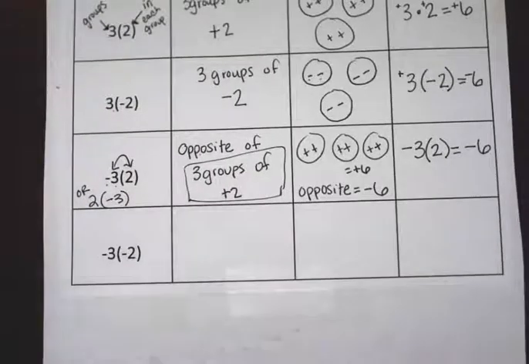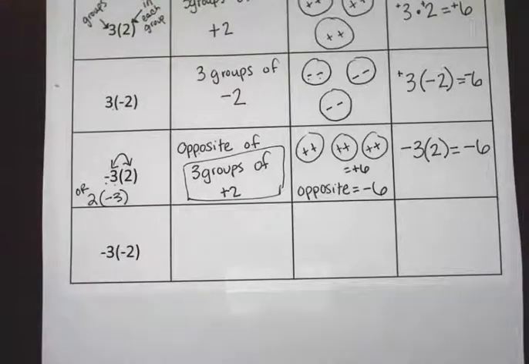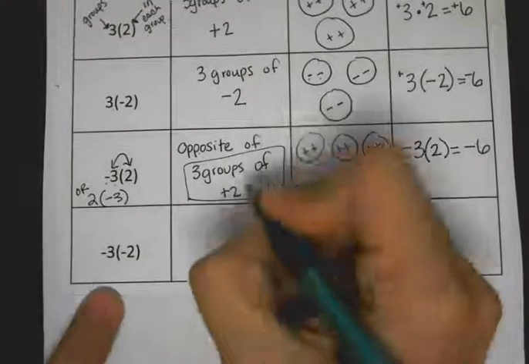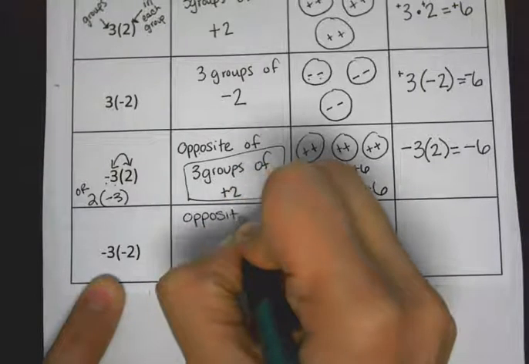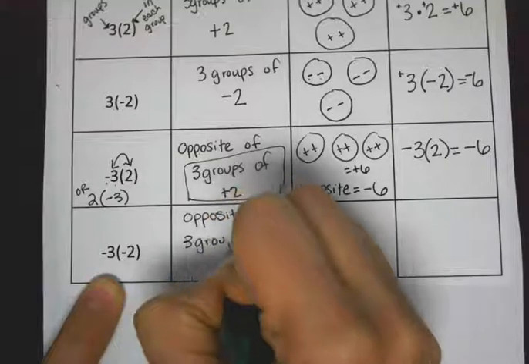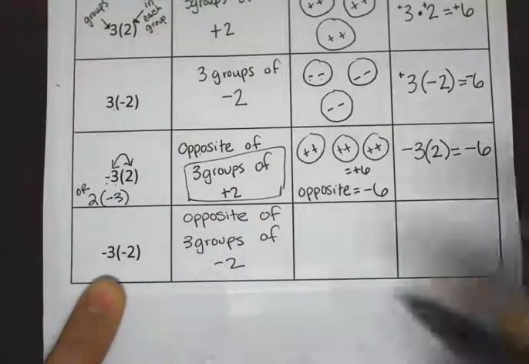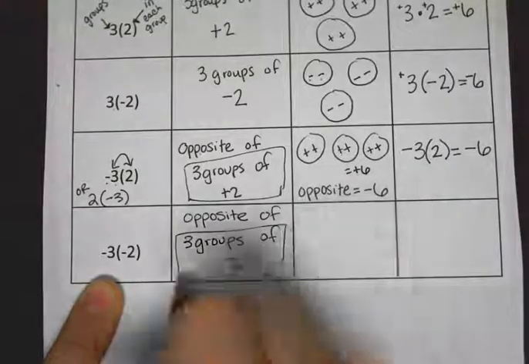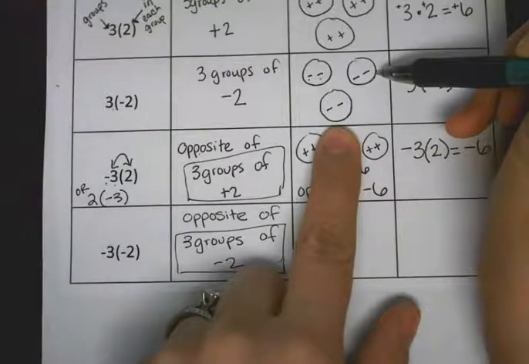Unfortunately, we can't do that with this problem because I have a negative 3 times a negative 2. So using the commutative property does not help me here. So I'm going to rewrite this as the opposite of 3 groups of negative 2. Well, 3 groups of negative 2, I modeled that up here. 3 groups of negative 2 looks like this.